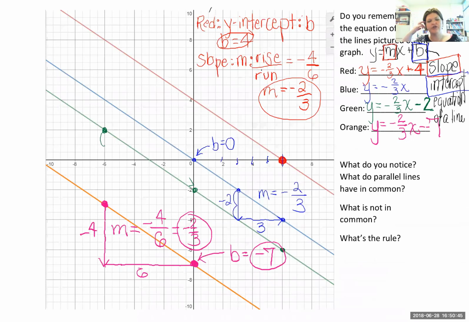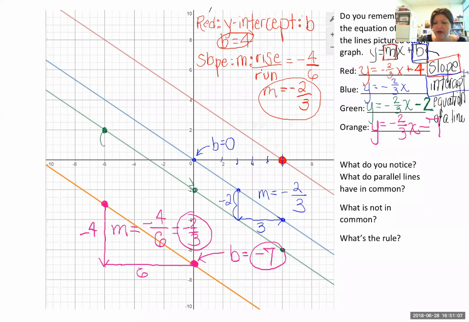Okay, that was a lot. Do you remember? You might be going, Kate, I thought we were going to talk about writing the equations of parallel lines. Well, yeah, but did you notice it? Did you see what happened? What do you notice about these parallel lines? What do they have in common? Do you see it?